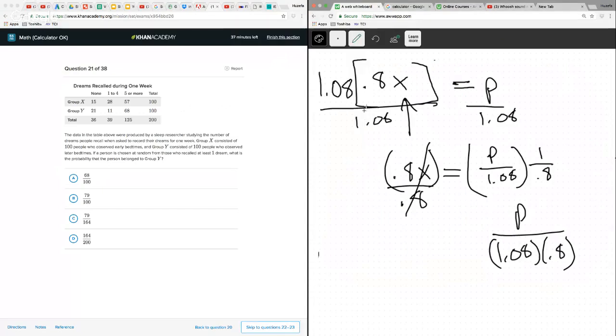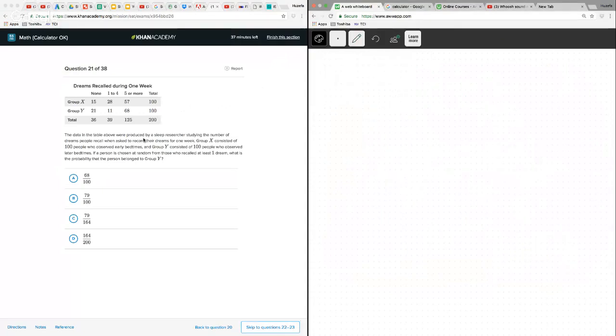Okay, let's clear the board. Question 21, group X, group Y, total. The data in the table above were produced by a sleep researcher studying the number of dreams people recall when asked to record their dreams for 1 week. Group X consisted of 100 people who observed early bedtimes, so they go to bed early. And group Y consists of 100 people who observed later bedtimes. If a person is chosen at random from those who recalled at least one dream, so that's this over here, what is the probability that a person belonged to group Y?